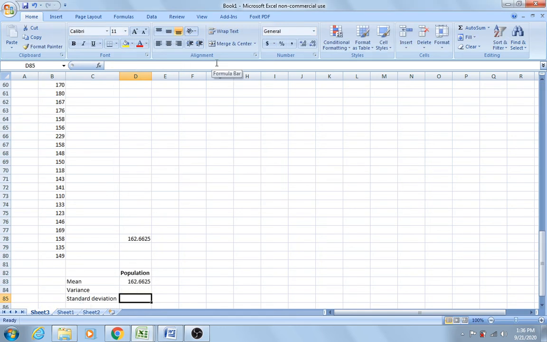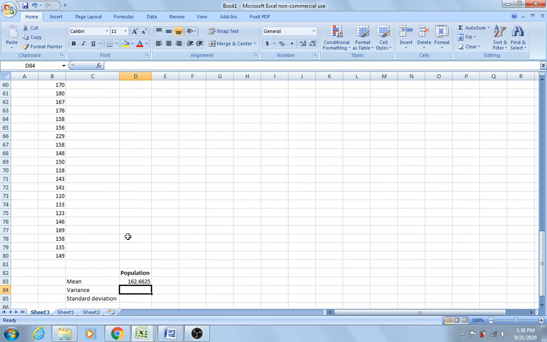This is it. So it is just the same, but I'm sure that it is easier if you just put this formula, average. That will give you the mean of the data. Okay, and then the variance.